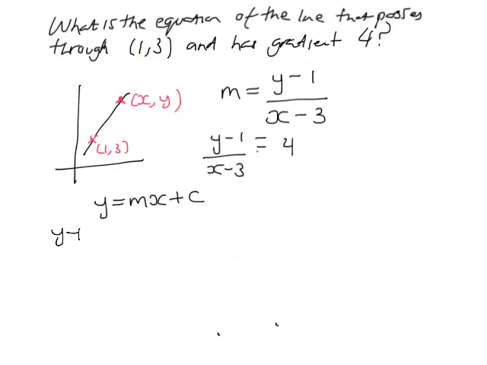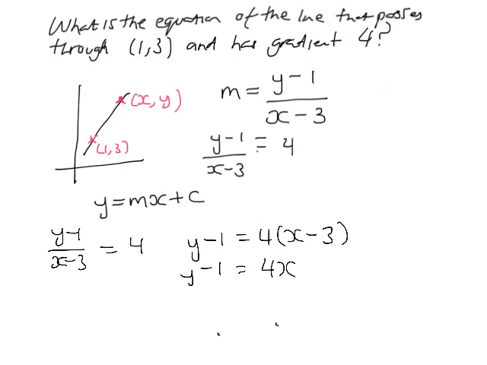We've got y minus 3 over x minus 1 equals 4. So that is y minus 3 equals 4 times x minus 1. So we've got y minus 3 equals 4x minus 4. If we take the 3 to the other side, we get y equals 4x minus 1. So we found the equation of our line in the form y equals mx plus c.